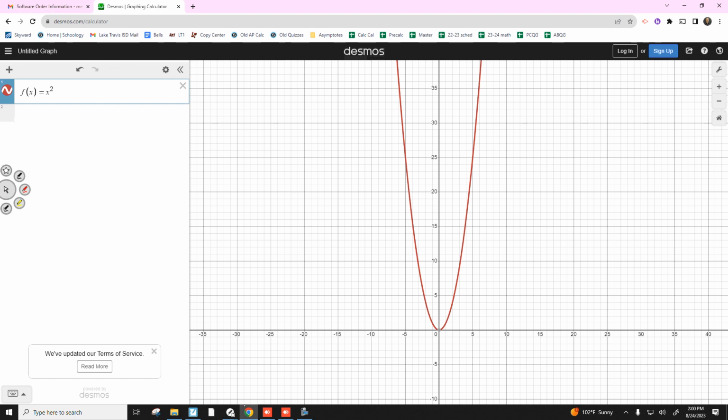If I add 5 to x squared, what happens? Tell me right now. Ready? x squared. Here you go, x squared plus 5. You're right, it goes up. Okay? If I add 5 inside, what happens?